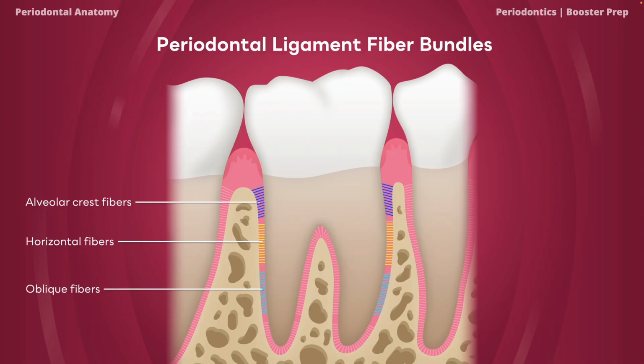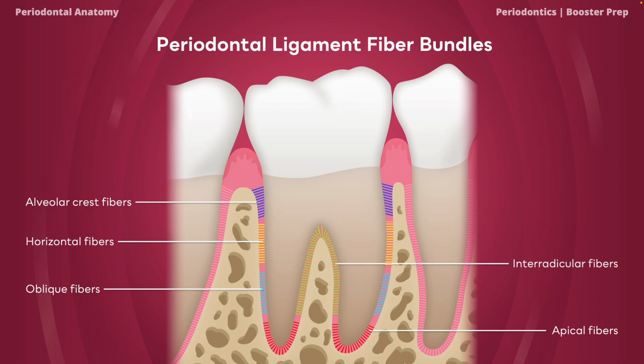Next, we have oblique fibers, the most numerous of the PDL fibers, and these run diagonally from the alveolar bone to the cementum, and they're crucial in resisting intrusive or vertical forces, such as those generated during chewing. Apical fibers are located at the apex of the tooth and extend to the base of the socket. They serve to resist extrusive forces and prevent the tooth from being pulled out. Finally, intraradicular fibers are only found between the roots of multi-rooted teeth, and they help stabilize the tooth by maintaining root position.